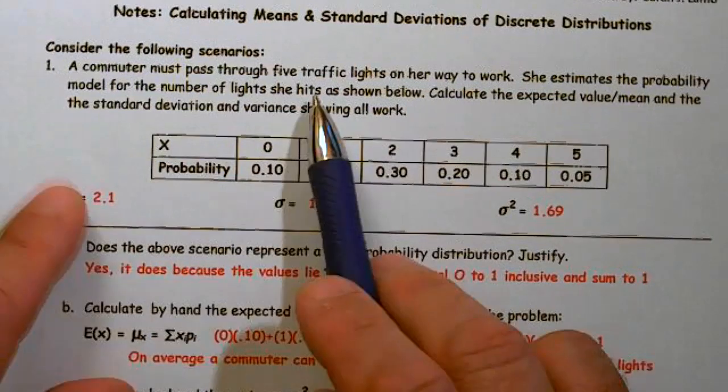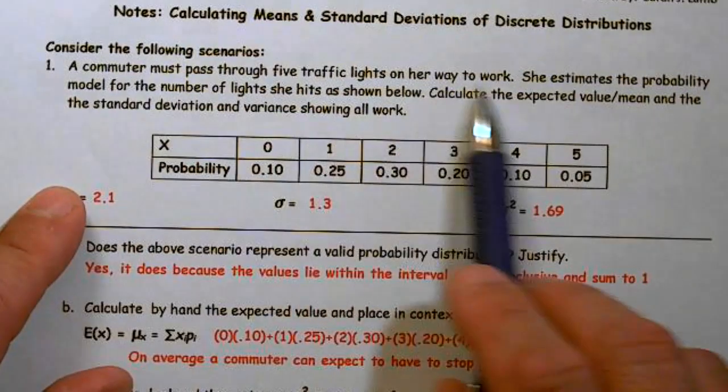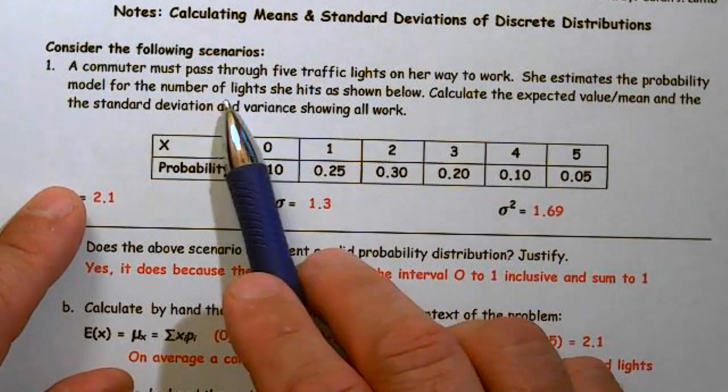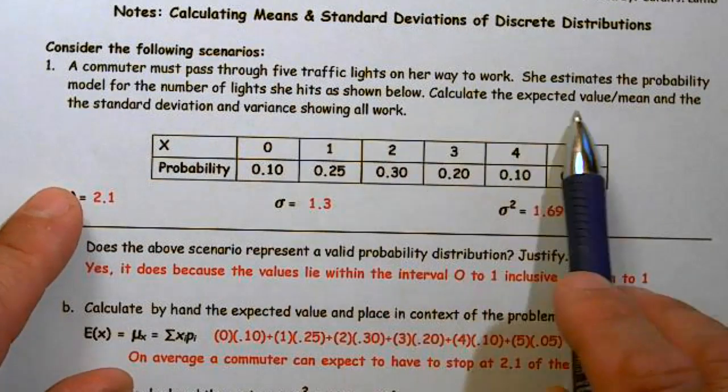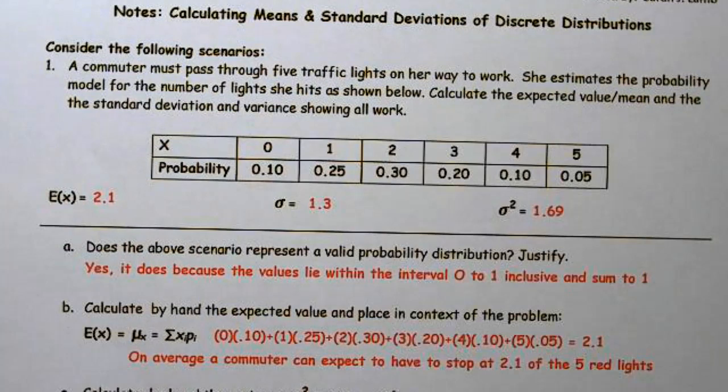So a commuter must pass through 5 traffic lights on her way to work. She estimates the probability model for the number of lights she hits as shown below. Calculate the expected value, mean, and standard deviation and variance showing all work.